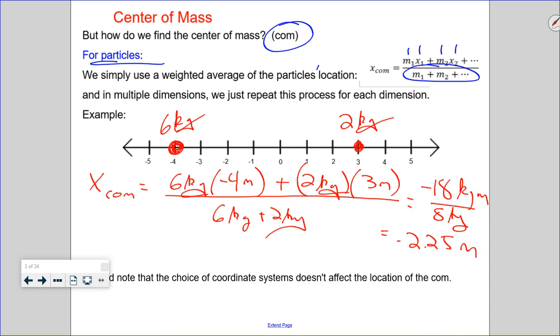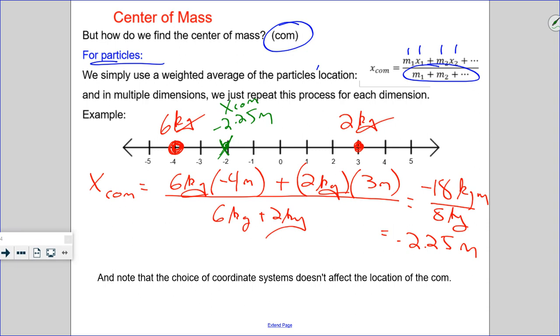So that means that my average location of my mass is over here at -2.25 meters. Okay, notice that's the position. Now notice it makes a little more sense that it would be closer to the 6 kilogram object, because in terms of our weighted average, the 6 kilograms sort of matters more.